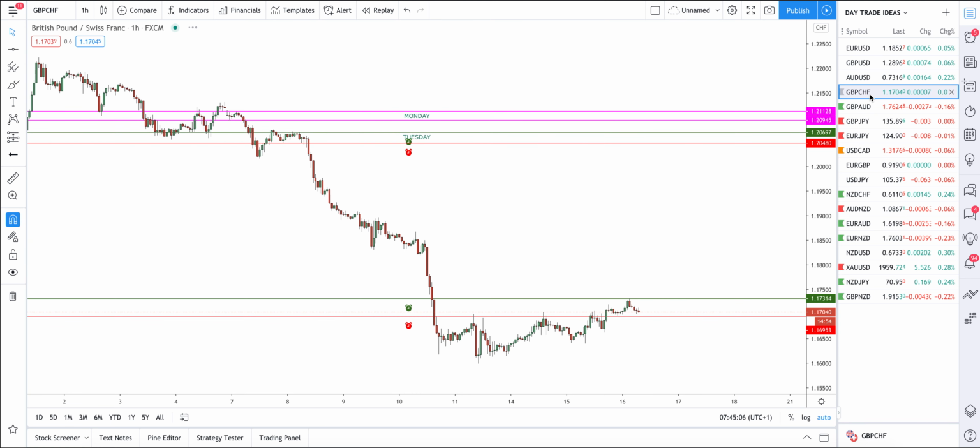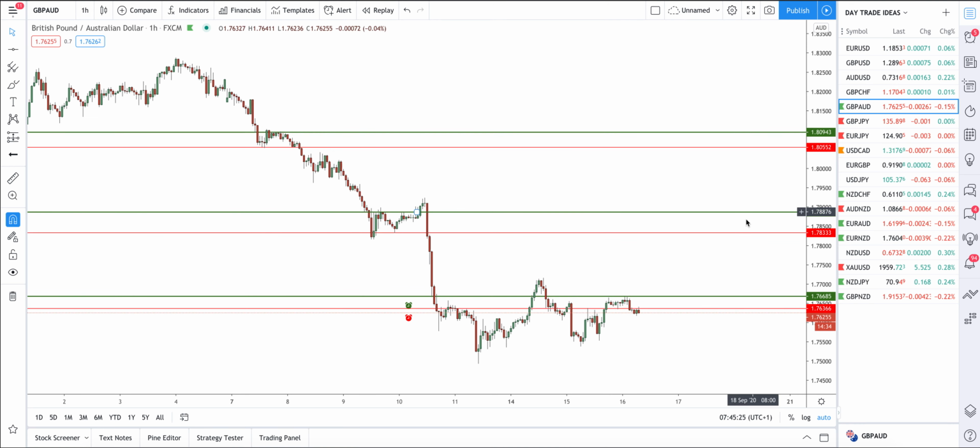GBP/CHF has worked out beautifully over the last couple of weeks, last week and beyond. You can see how this has worked out really well. Again, we have a nice range for GBP/CHF, 1.17314 and 1.17046.